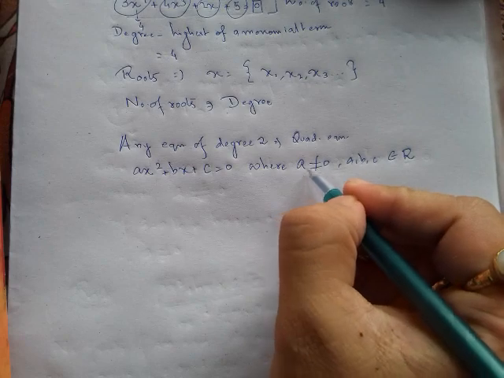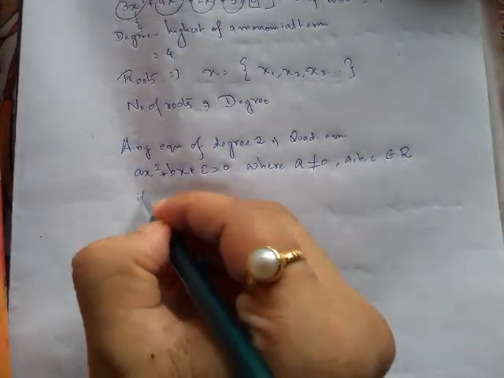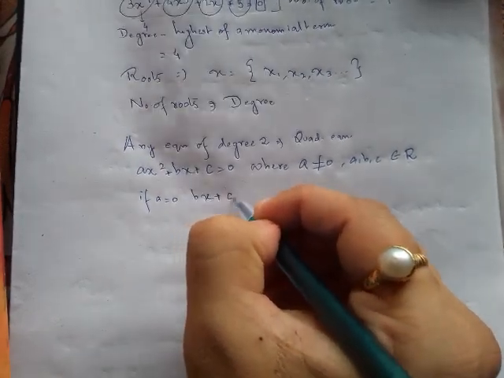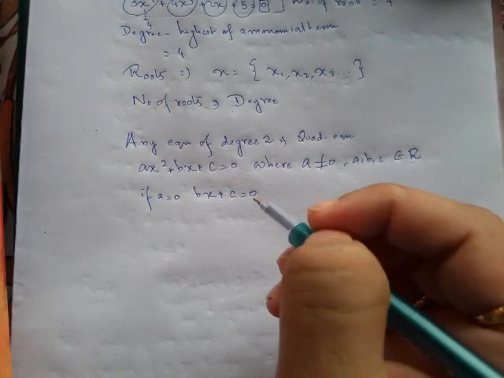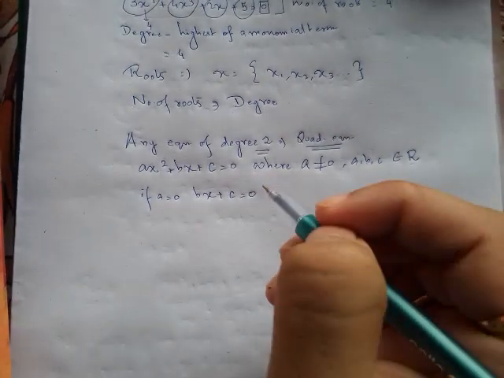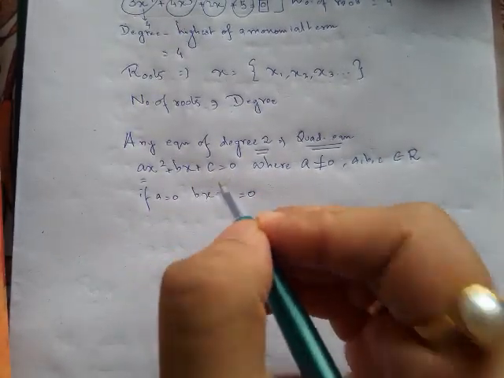Now the reason why a should not be equal to 0 is if a becomes equal to 0, then the equation reduces to bx plus c equals to 0 and it becomes a degree 1 equation. But the basic definition of quadratic equation states that it should be of degree 2. So a, which is the coefficient of x square, must not be zero.